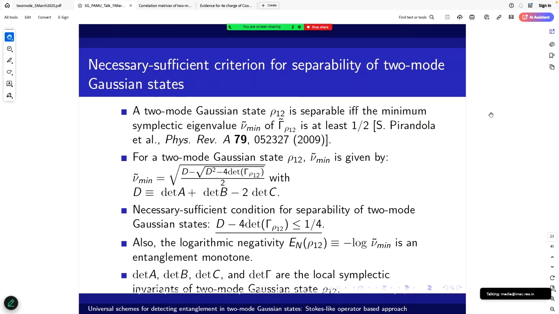And as I said, these are the local symplectic invariants of these two mode Gaussian states: the determinant A, determinant B, determinant C, and determinant of gamma.